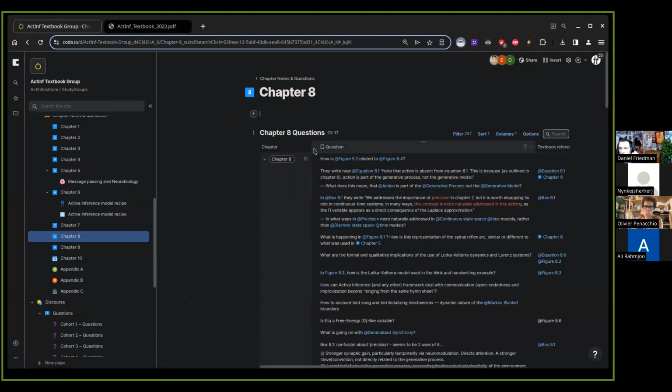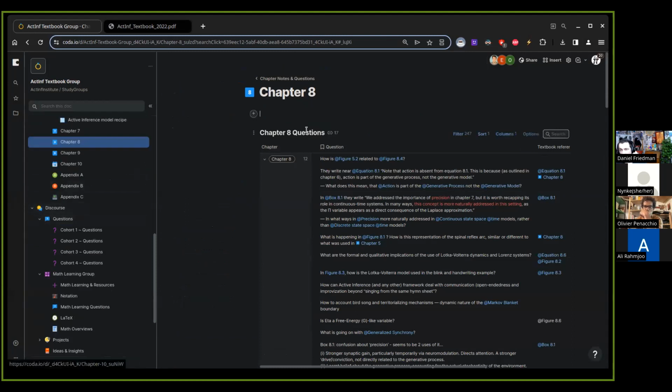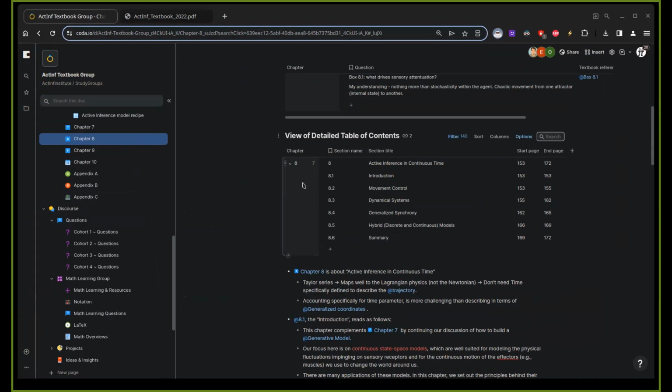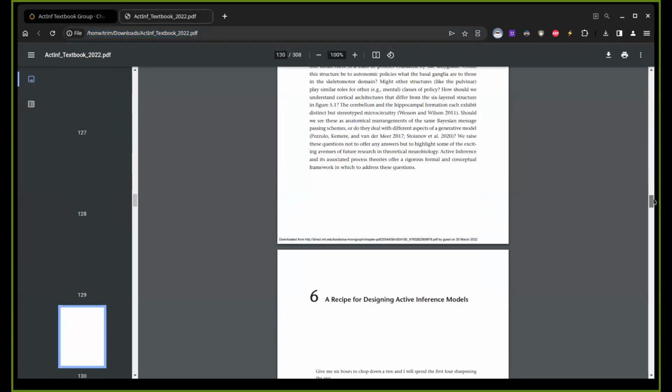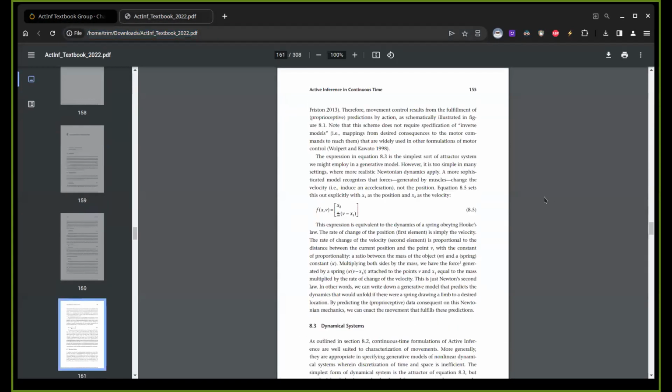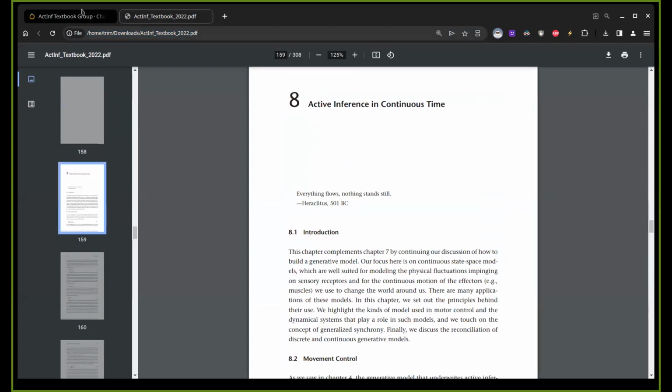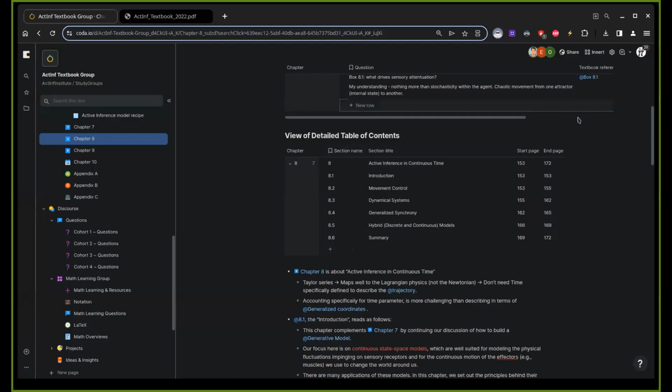So we'll head over to chapter 8 and look at some questions and comments. But first, does anyone want to bring up any general thoughts or reflections on chapter 8? Ollie?